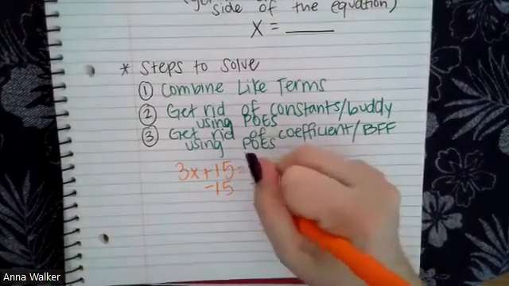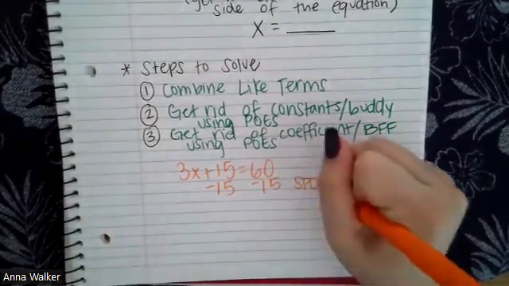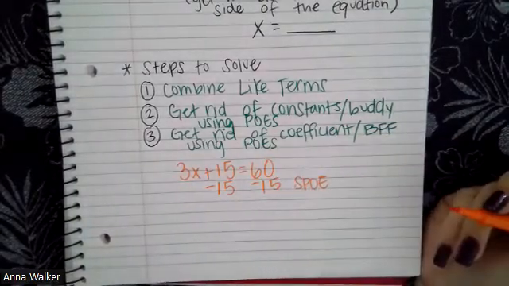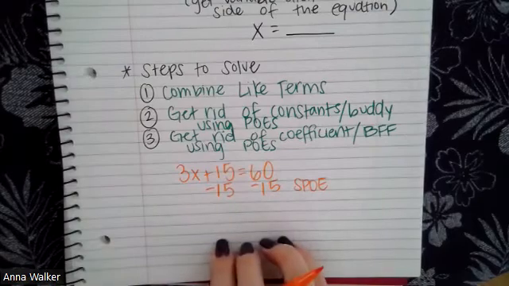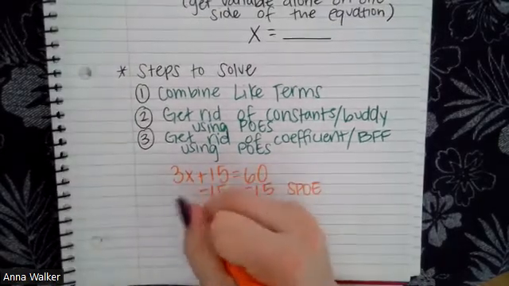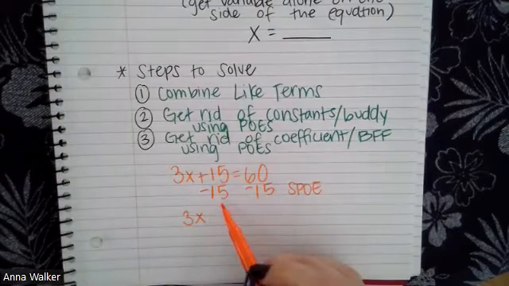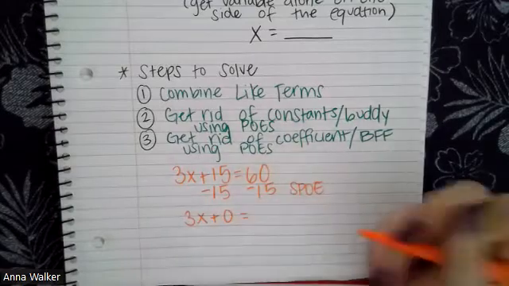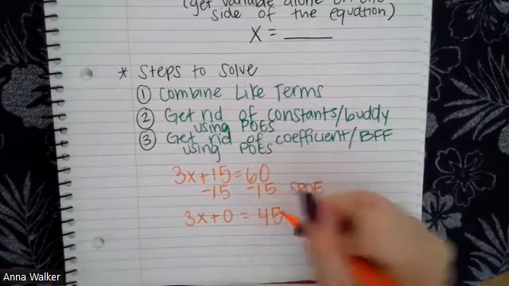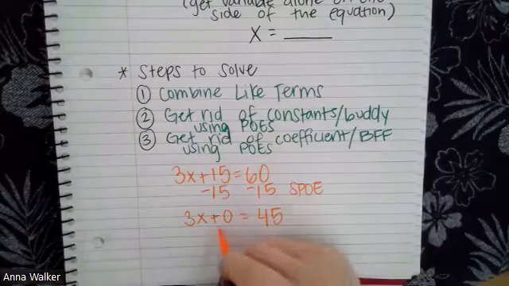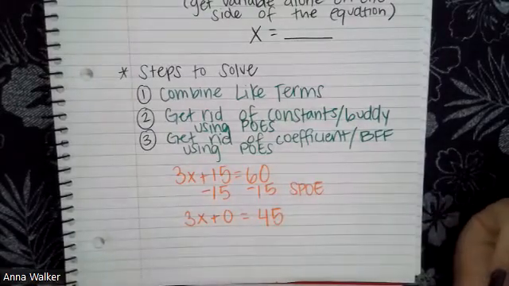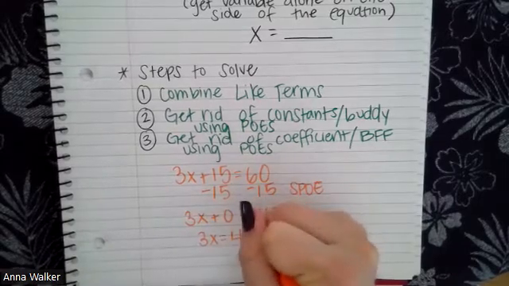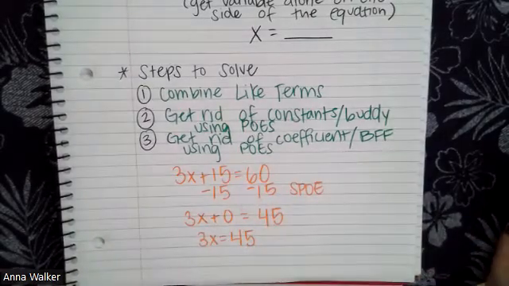By using the subtraction property of equality, which I would also like for you to label over here, I am going to subtract 15 from the other side. So if I simplify this equation now, 3x is just going to stay the same. 15 minus 15 is just like adding 0, and then 60 minus 15 is equivalent to 45. If I rewrite this without the plus 0, because anything plus 0 is just itself, we have 3x is equal to 45. So this is now what our equation is.